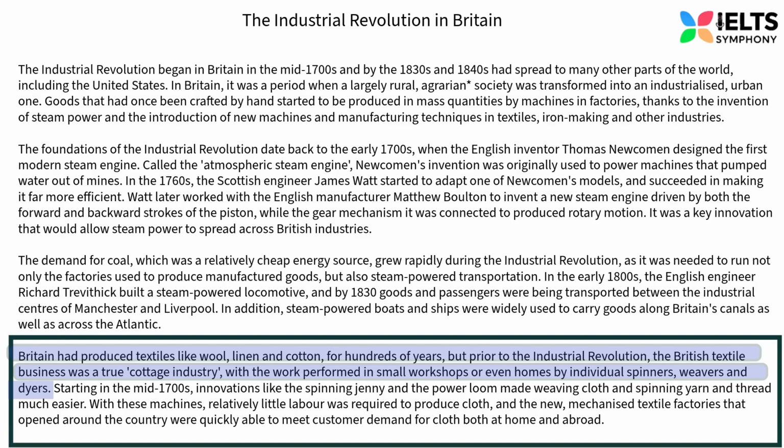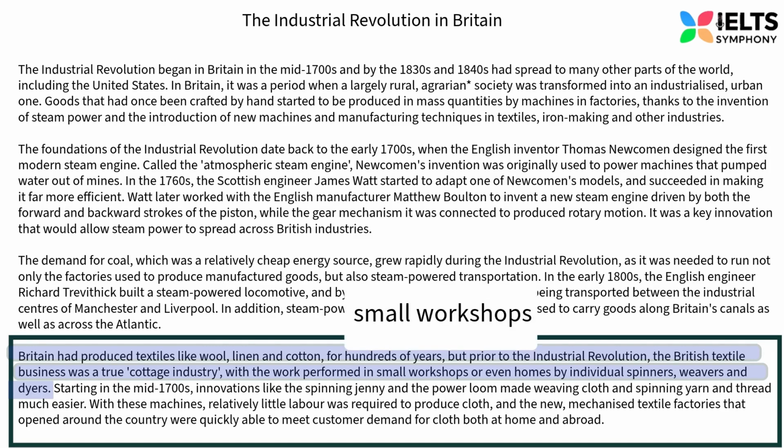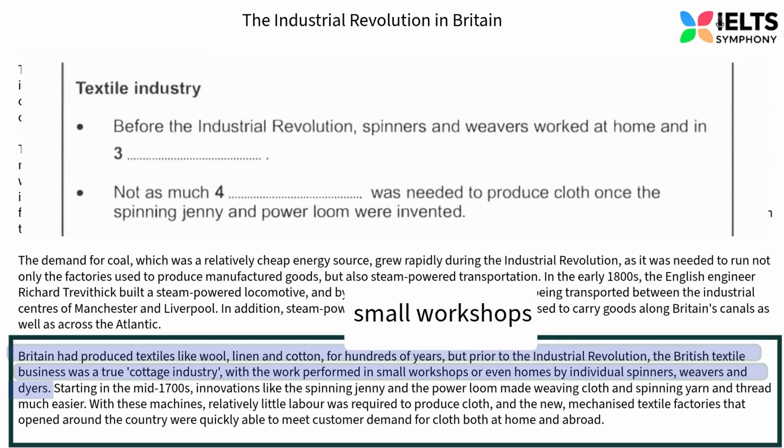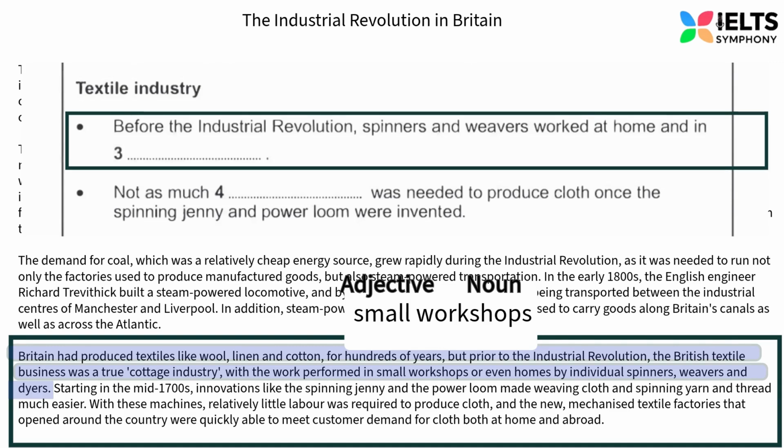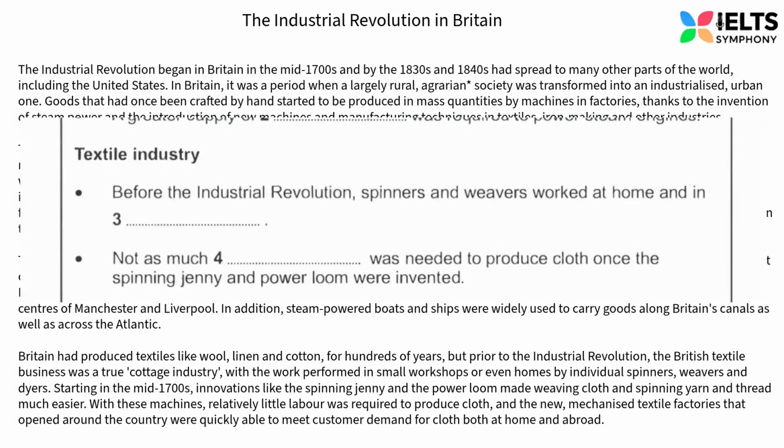This part of the passage says, the British textile business was a true cottage industry, with the work performed in small workshops or even homes by individual spinners, weavers, and dyers. Now look at the phrase, small workshops. Our answer has to be one word only, and it should be a noun. Small is just an adjective describing the place. The noun is workshops. Also, the sentence in the question mentions home and something else. So, workshops fits here nicely. Final answer is workshops. Let's move to the next one.